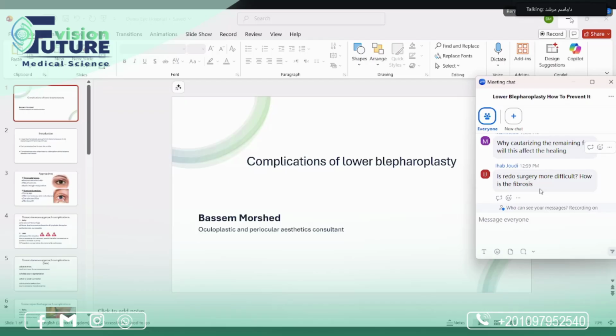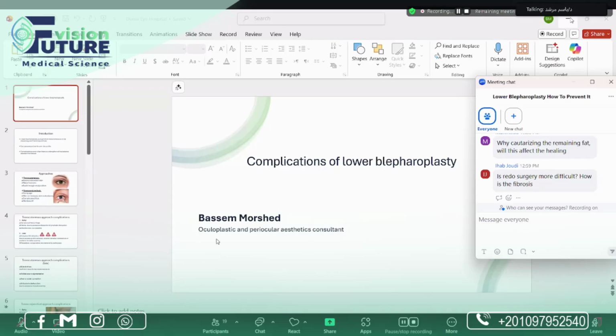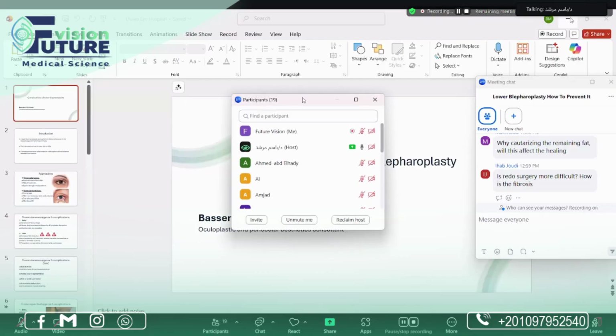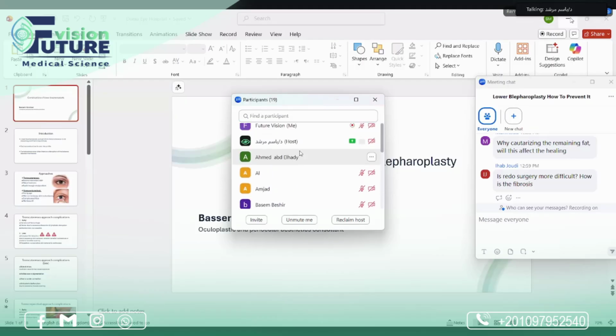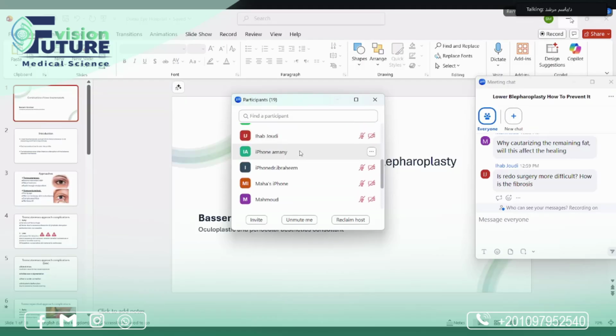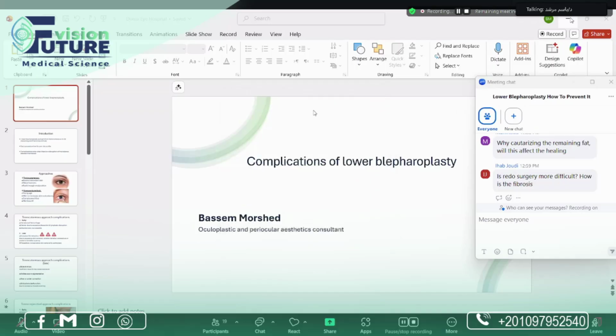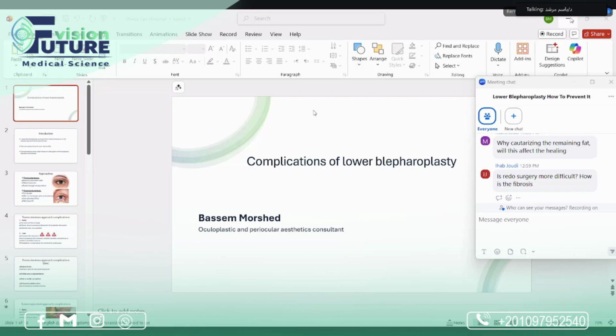Redo surgery shouldn't be harder if in the primary surgery you respected the anatomy, you did not do very harsh manipulations, you did not use cautery. And here I'm talking about cautery in the conjunctiva and the orbicularis muscle. But cauterizing the fats is never a big issue. Just avoid too much cauterization so that, as we mentioned in the beginning of the presentation, it does not cause any affection to the lymphatic drainage of this area.